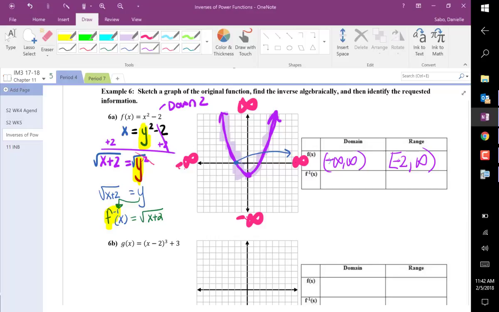Now let's look at just this. I'm going to highlight it in blue so we can really see it. Just this piece. Domain. Where do I start? -2. Good. And I go on to infinity. Very good.